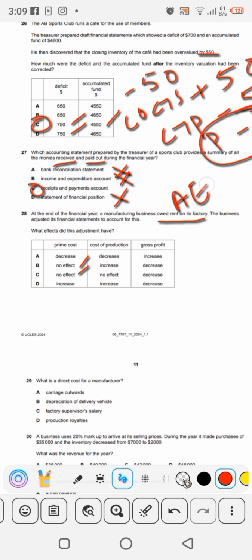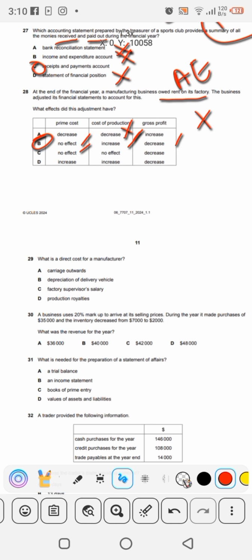Then the cost of production will increase because it is an accrued expense, and we have to add indirect expenses to calculate the cost of production. So we will add the rent of factory in the cost of production. So the cost of production will increase, and the gross profit will decrease because the cost of goods sold would increase as the cost of production would increase. This will give a lower gross profit than before.